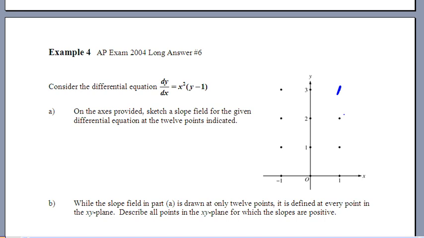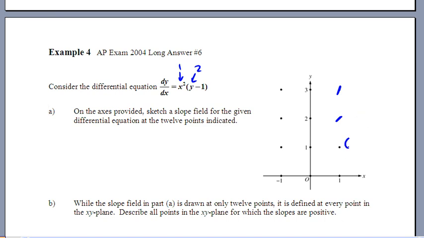Then maybe I try this point. 1 for x, 2 for y. So 1 goes in here, 2 goes in there. 1 squared times a 1. Oh, that's just a slope of 1 here. Just like a 45 degree line.